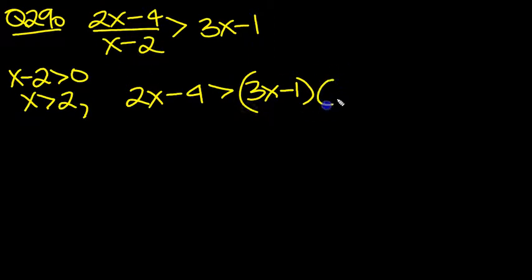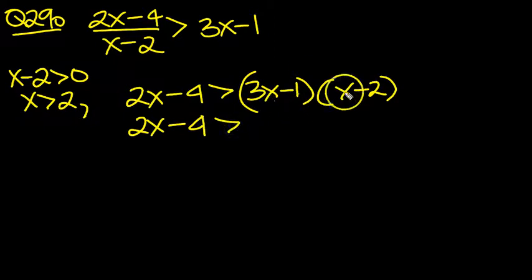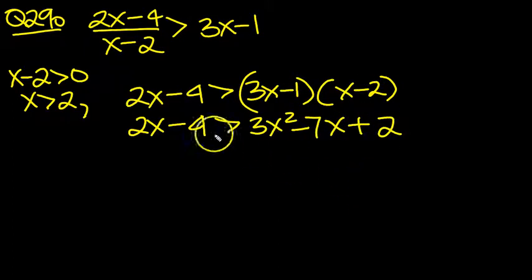Move this from divide to times. It's positive, so it doesn't change the inequality. So 2x − 4 is greater than, expand this bracket, 3x². Minus 6 minus 1 is minus 7x. And then minus 1 times minus is a plus, 1 times 2 is 2.